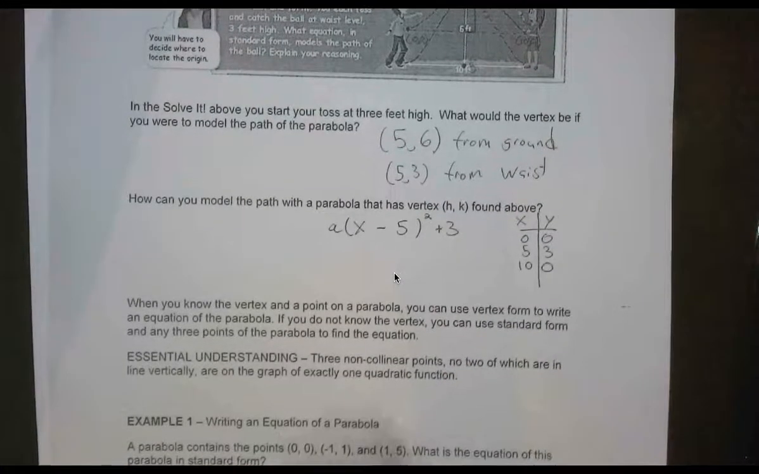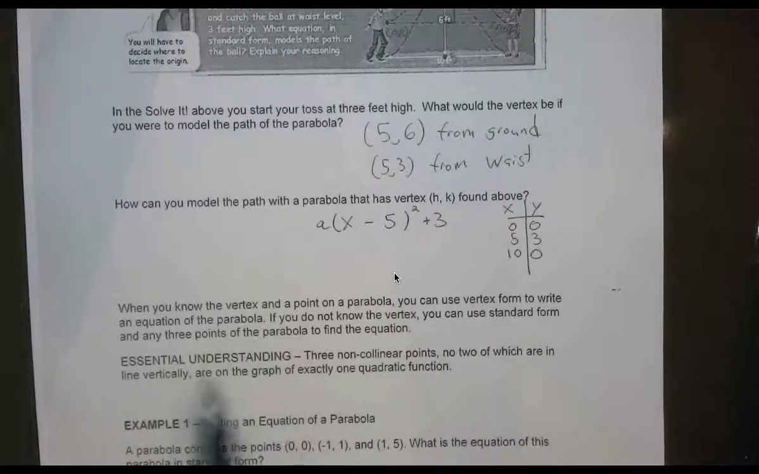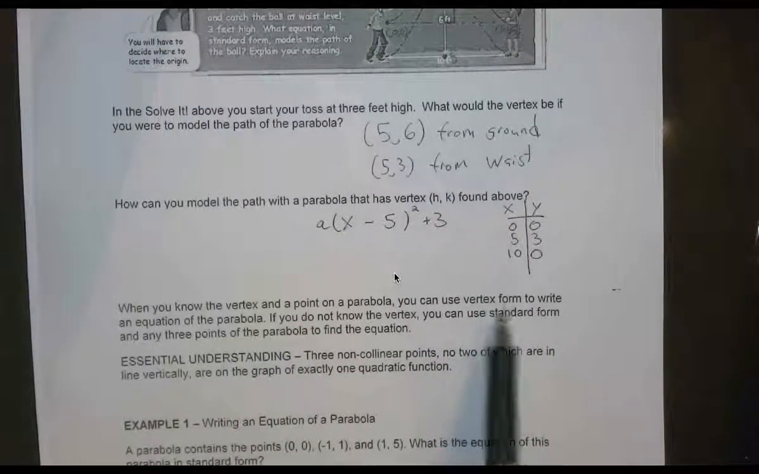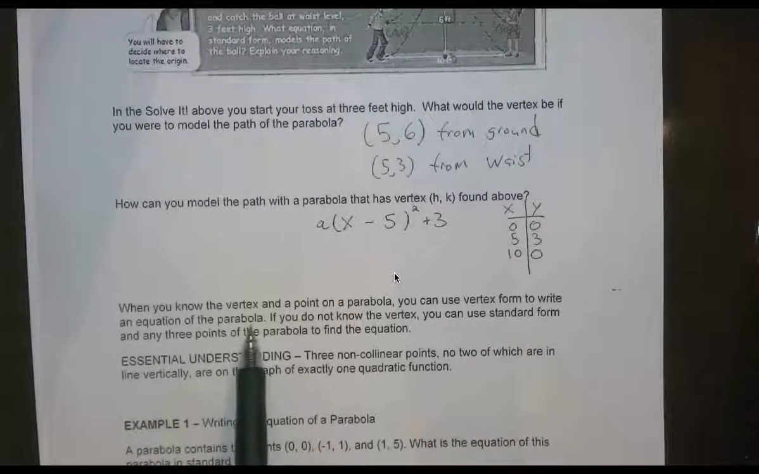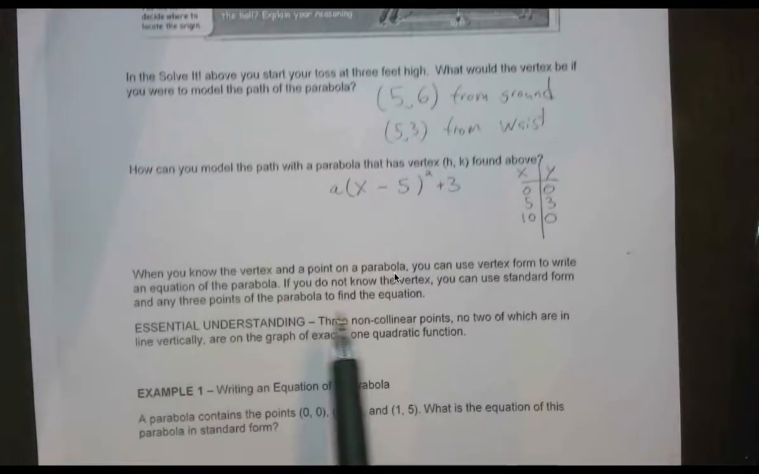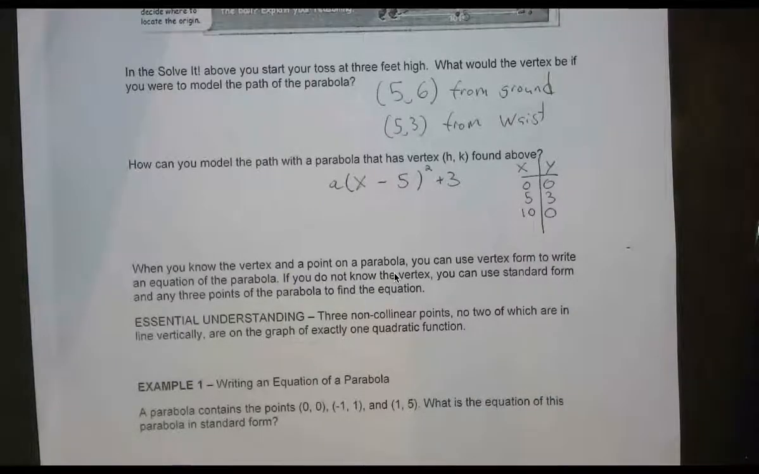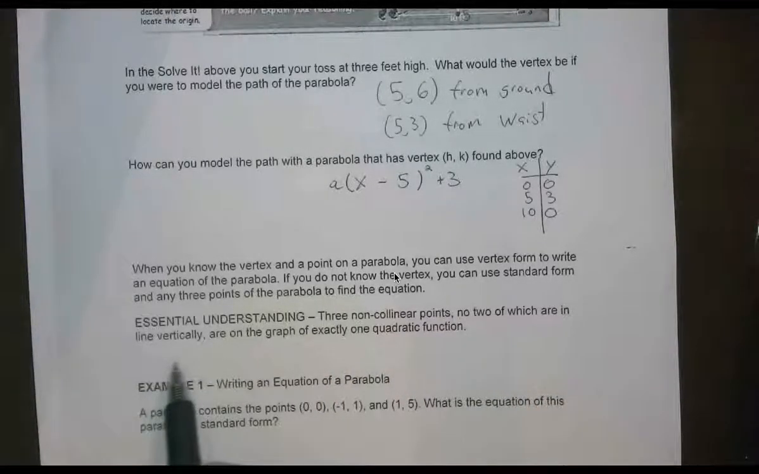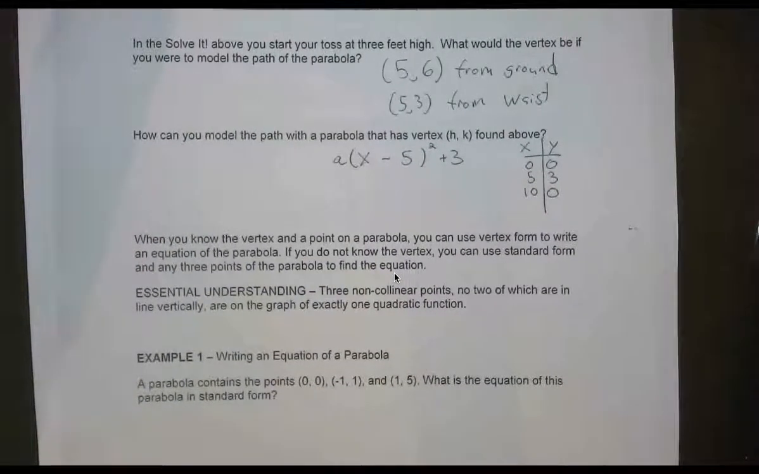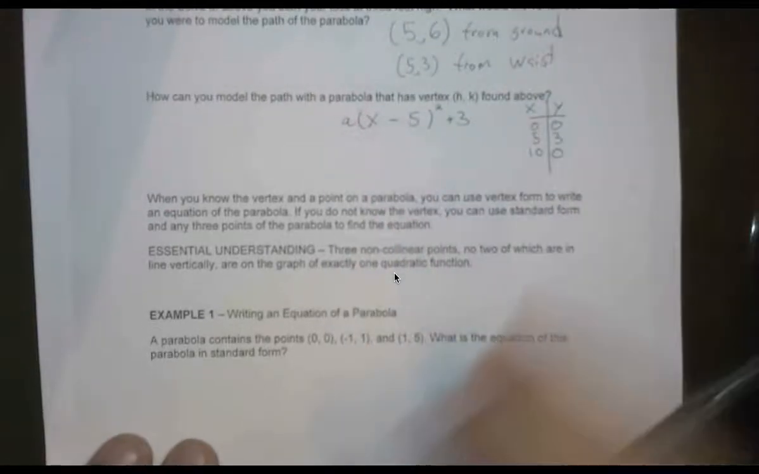So we know that there's some a coefficient we don't know, and we'll see in the problems here that we can solve that. When we know the vertex and a point on the parabola, we can use vertex form to write an equation of the parabola. If we don't know the vertex, we can use standard form and any 3 points of the parabola to find the equation, which is interesting because we do have 3 here. As long as the points are not collinear, with no two in line vertically, there will be exactly one quadratic function whose graph contains them. So this does get tricky. There are a lot of steps here, so we'll see what we can do.